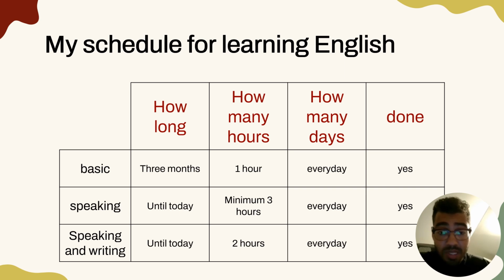So this is an example that I've been doing and I'm still doing it. I couldn't speak English. I didn't know how to write. I didn't know anything. So basically I took like 3 months to learn the fundamentals, and I spent 1 hour every day until I learned everything. Then I started speaking after 3 months, and I'm still speaking and I'm still learning. And you need to spend at least 2 or 3 hours. I'm spending like 8 hours talking in English every day, and then speaking and writing. It's the same process. So it is so easy. You have the schedule. You just need to practice.